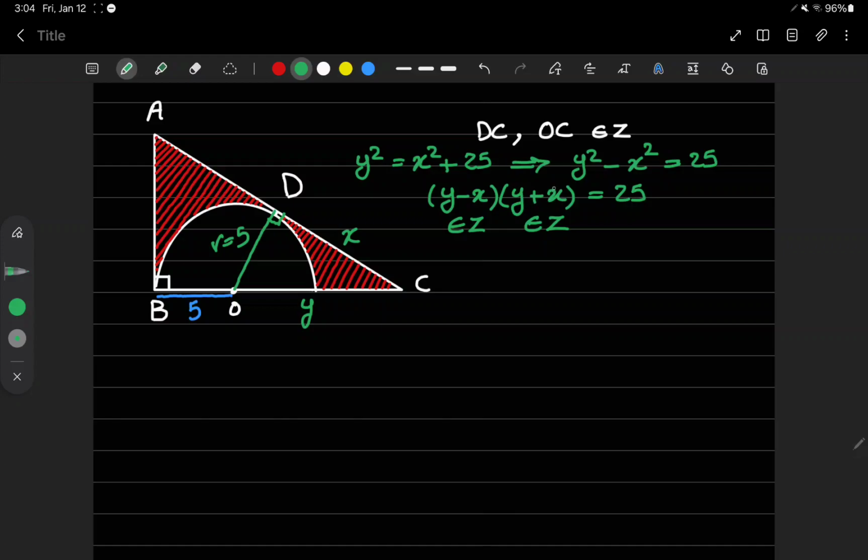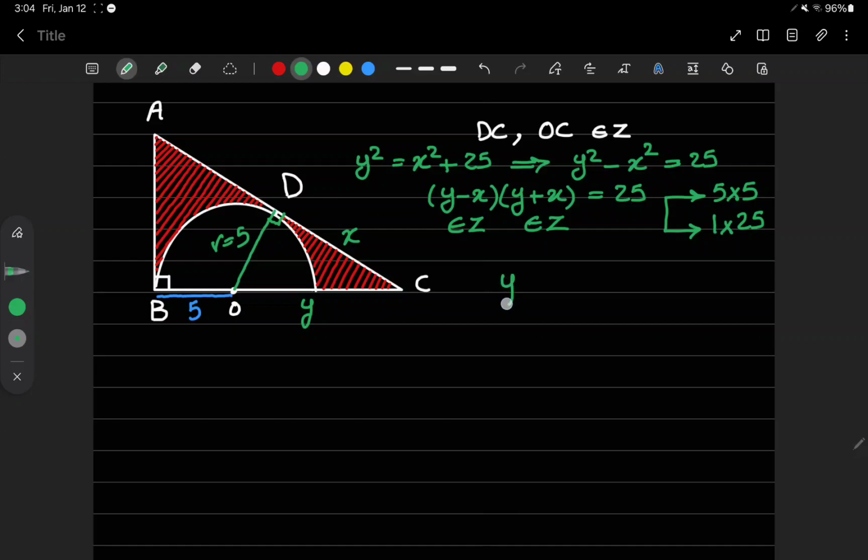So what are these numbers? What are Y minus X and Y plus X? What are the possibilities here? We have two options. It's either 5 multiplied by 5, so Y minus X is 5 and Y plus X is 5, because they belong to Z, or it's 1 multiplied by 25. So it's either 5 multiplied by 5 or 1 multiplied by 25.